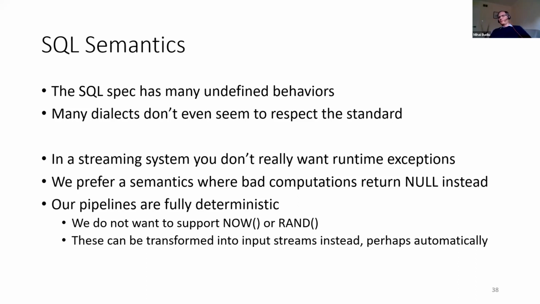And also, I'm not sure it's a fundamental reason, but right now the code is fully deterministic, so we don't support pipelines where you can call random or now. If you want to compute on times, you have to feed them as input data. So you must have a table or an input stream which contains the current time, and then you can compute on it. I'm hoping that this conversion can be performed automatically, but we haven't done it yet.